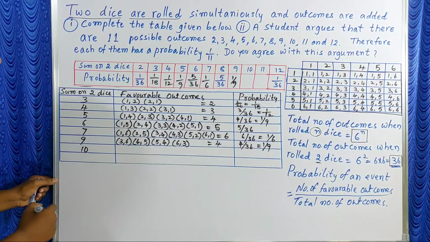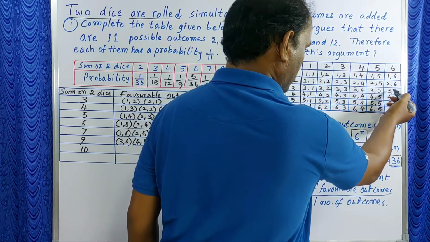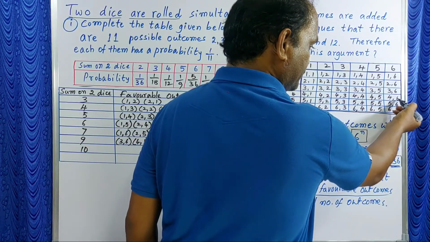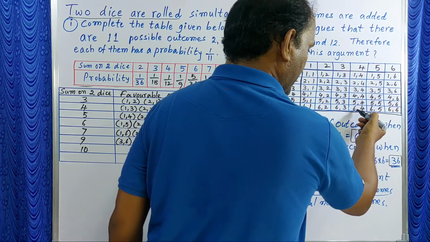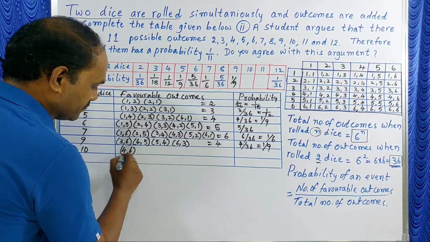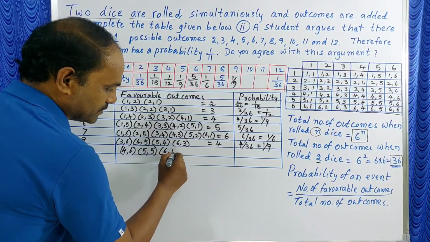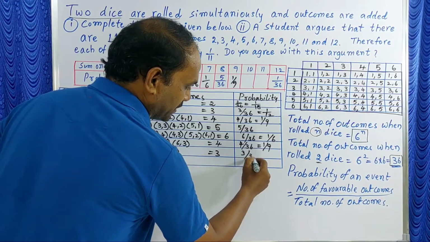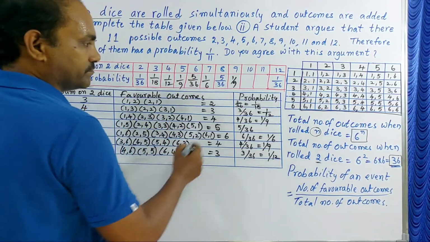Next, 10. 3 plus 6 is 9, next 4 plus 6 is 10: 4 comma 6, 5 comma 5, 6 comma 4. 3 outcomes only. So 3 by 36 means 1 by 12.